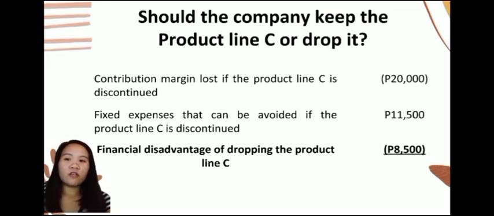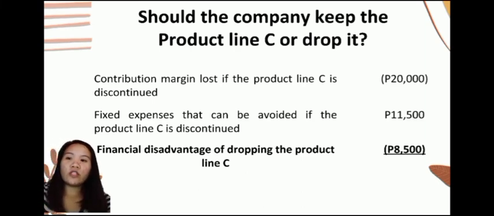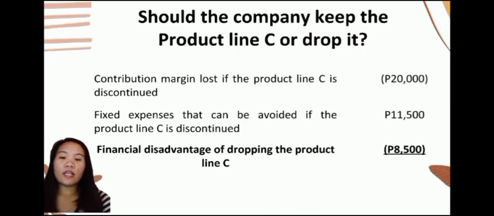As we have determined that the contribution margin that will be lost if the product line C is discontinued equals negative 20,000 pesos, added to the fixed expenses that can be avoided if the segment is dropped, which is 11,500 pesos, it will result in a negative amount of 8,500 pesos. Since the fixed costs that can be avoided are less than the contribution margin that will be lost, the company's product line C should not be discontinued or dropped unless a more profitable product line is proposed.